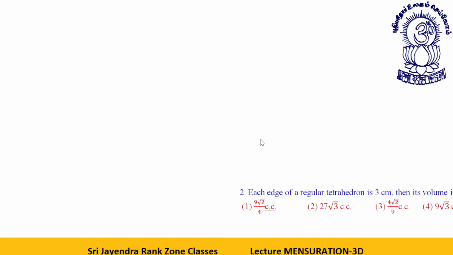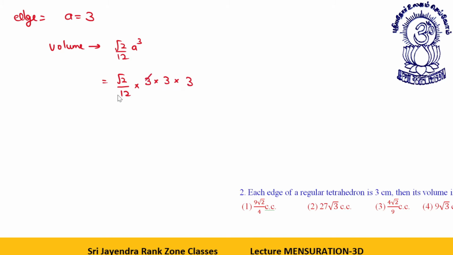If each edge of a regular tetrahedron is 3, the length of the edge is 3, then what will be the volume? Volume will be root 2 by 12 a cube, that is root 2 by 12 into 3 into 3 into 3, or I can say this is 4, this is 9 root 2 by 4 centimeter cube. This is your answer.